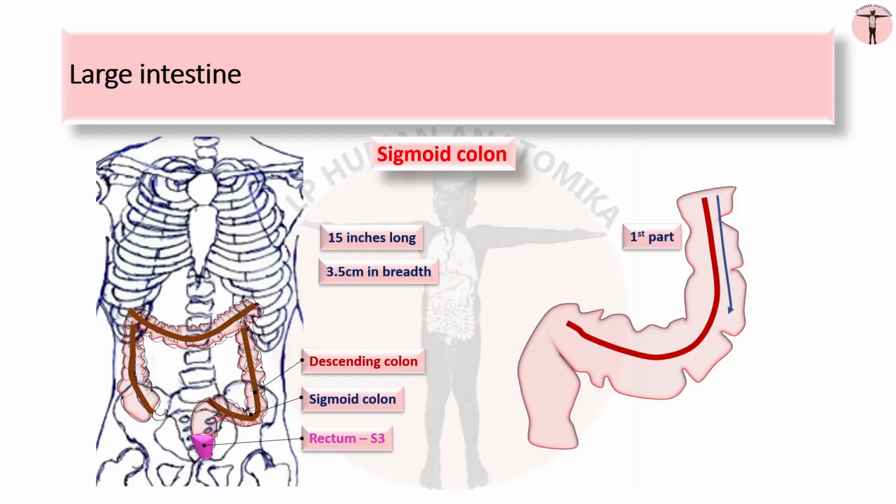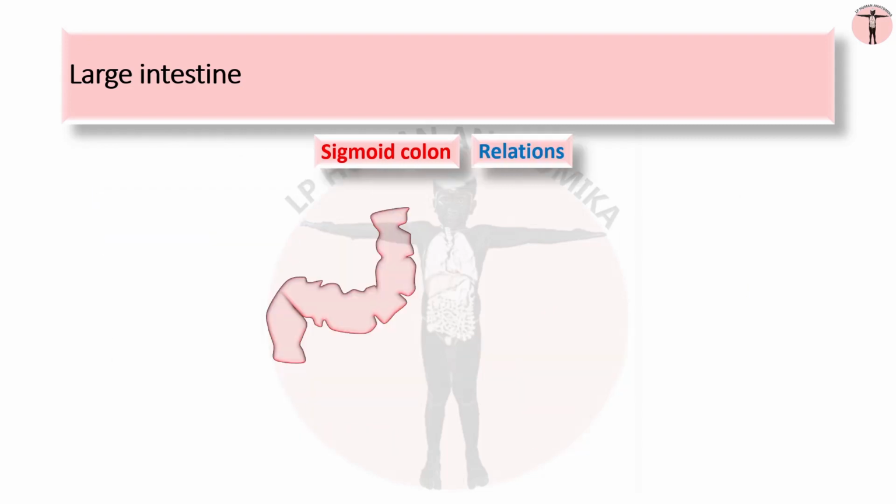First part runs vertically downwards along the left pelvic wall. Second part runs horizontally from left to right between the urinary bladder and rectum in males or uterus and rectum in females. The third part runs obliquely from the right pelvic wall to the rectosigmoid junction in front of the third sacral vertebra.